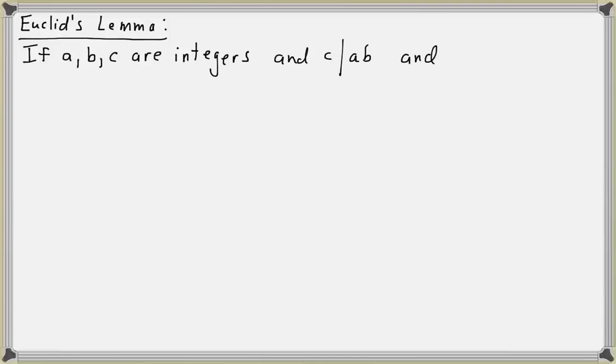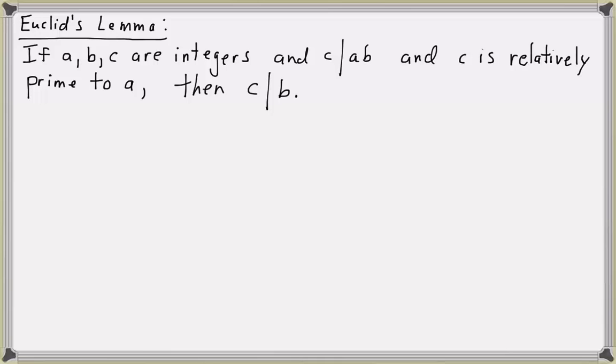This theorem states that if a, b, and c are integers, and c divides the product a times b, and c is relatively prime to a, then c must divide b. So let's begin the proof.